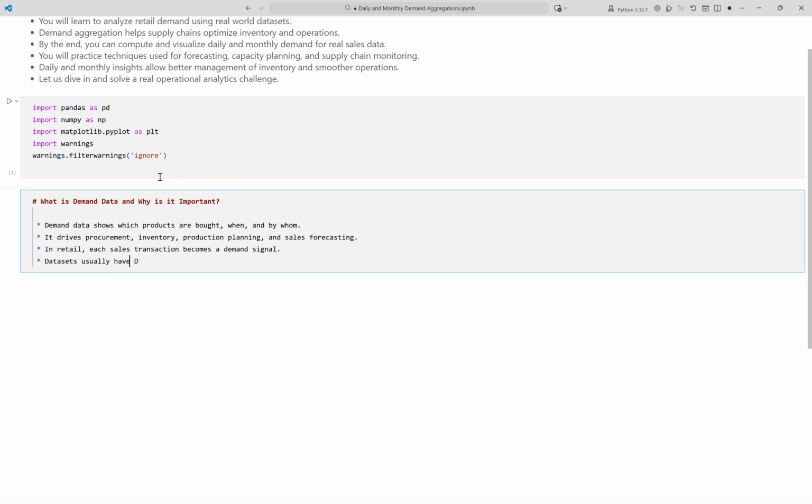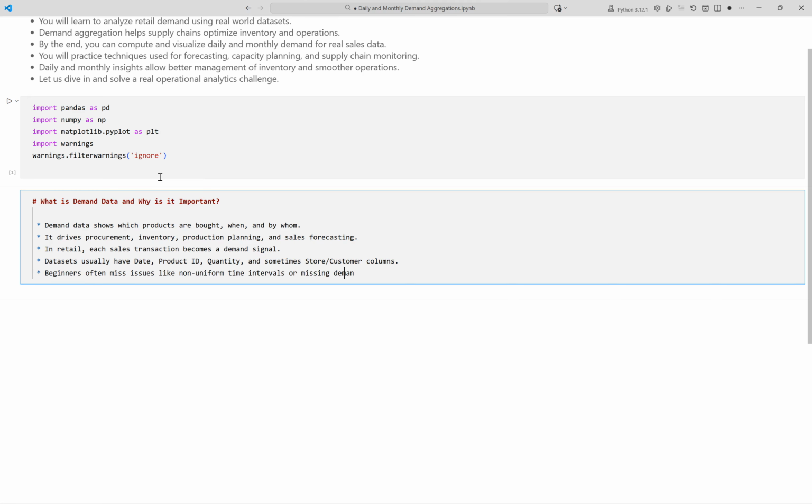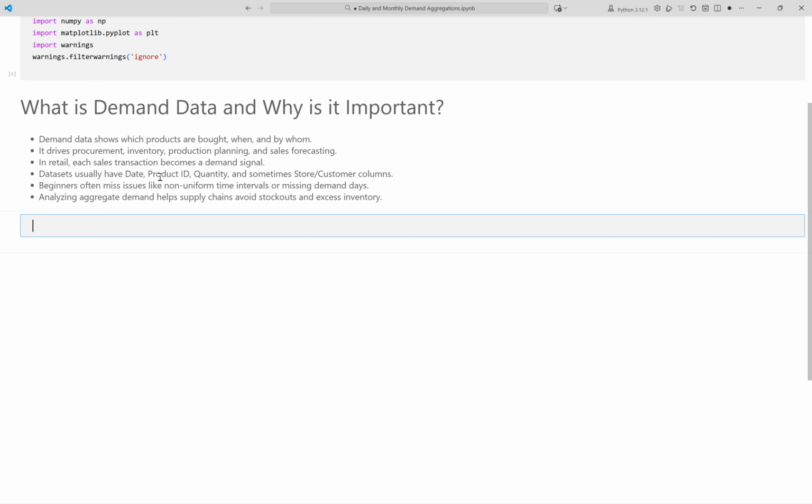Datasets usually have date, product ID, quantity, and sometimes store or customer columns. Beginners often miss issues like non-uniform time intervals or missing demand days. Analyzing aggregate demand helps supply chains avoid stockouts and excess inventory. Running the cell now. We are about to load a real retail transactions dataset to see real operational demand.